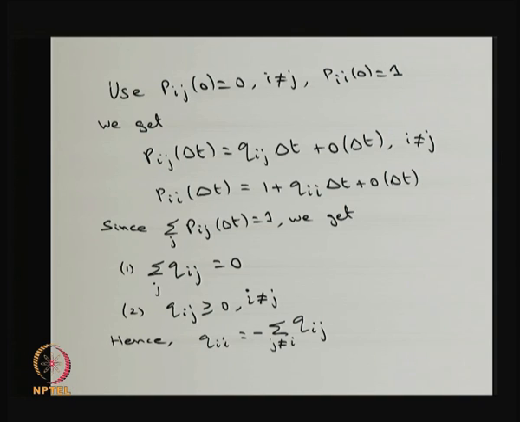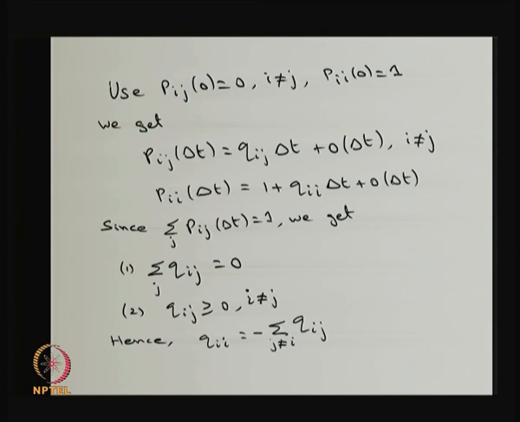Therefore, you will get q_ii, which is nothing but the summation of all q_ij for all j except i, with a minus sign. So that is going to be q_ii. That means the diagonal element is obtained by taking the row sum excluding the diagonal term and putting a minus sign. Therefore, when you make a row sum, that is going to be 0. The details of the proof can be found in the reference books.